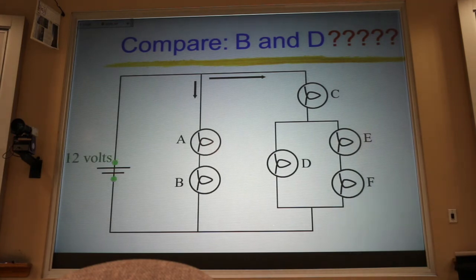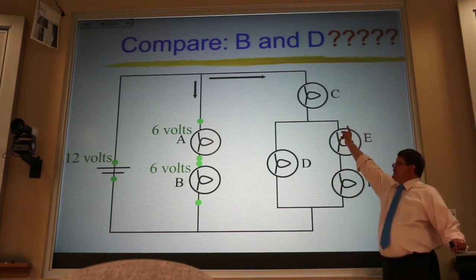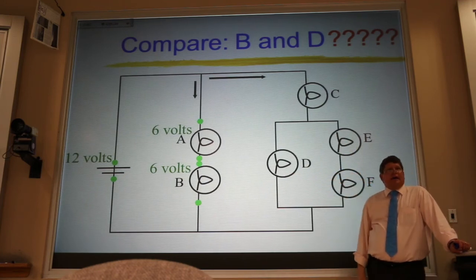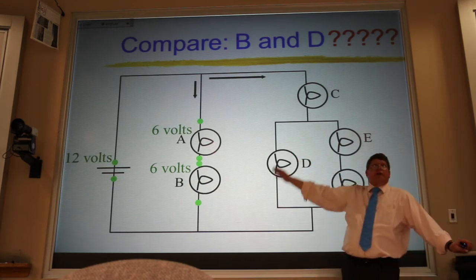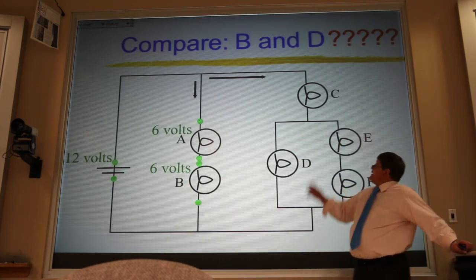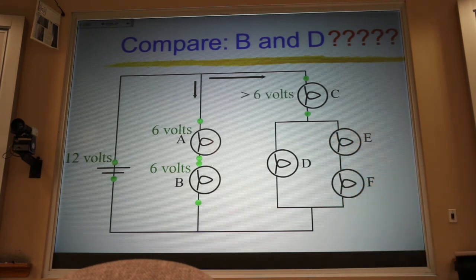If that's a 12-volt battery, A and B are in series. They're going to be just as bright as each other, and so that means they have to be 6 volts and 6 volts. It's got to add up to 12, and they're just as bright as each other. Now, with the current model, you decided that C had to be brighter than A, that it was the indicator for the easy branch, and A was the indicator for the hard branch. Now, C is brighter than A. It's got to have more volts across it than A. That's got to be bigger than 6.